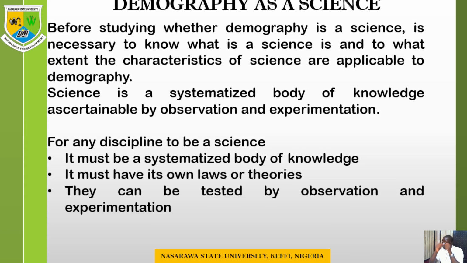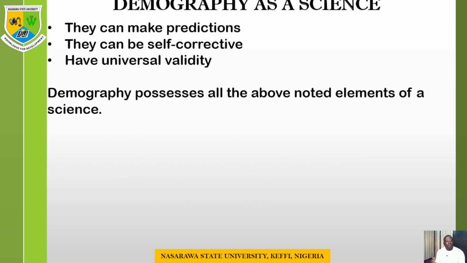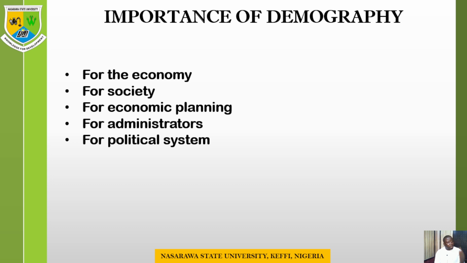That it is systematic. So demography is systematic; it's a systematized body of knowledge. Demography has its own laws and theories. You talk about Malthus's theory, you talk about the Marxist theory of population. So it has its own theory. Then it must be tested by observation and experiment. It has predictions about human population. It must also be self-corrective, and it also has universal validity.